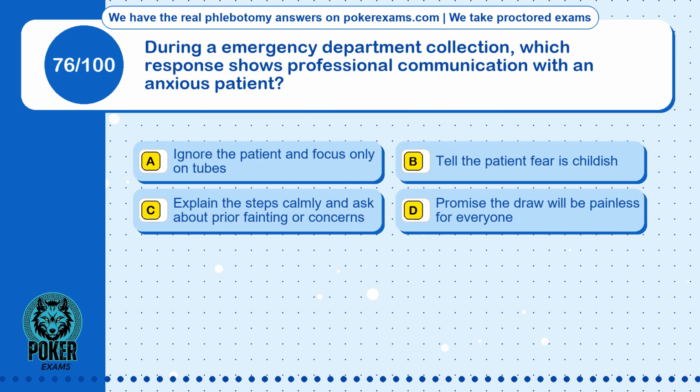Question 76. During an emergency department collection, which response shows professional communication with an anxious patient? Option A, ignore the patient and focus only on tubes. Option B, tell the patient fear is childish. Option C, explain the steps calmly and ask about prior fainting or concerns. Option D, promise the draw will be painless for everyone.